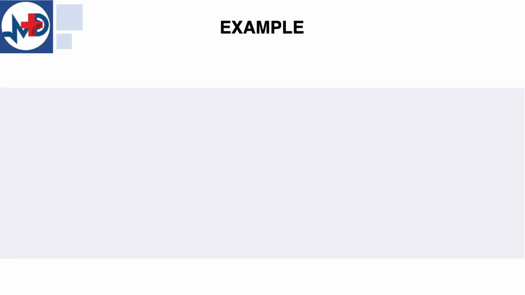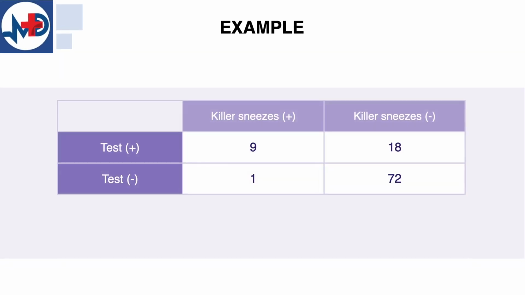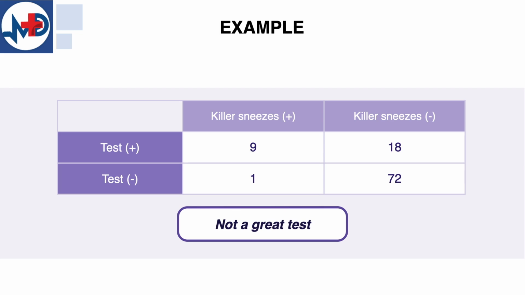Let's go over an example. Here, you can see that 100 people are tested for killer sneezes. Out of this 100, 10 actually have it, one of whom is not detected by the test. Out of the 90 who do not have the disease, 18 still show up as positive. So as you can see, it's not a great test.